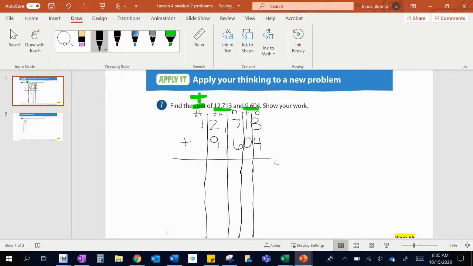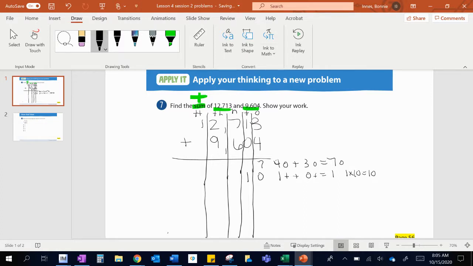All right, I have 4 ones plus 3 ones. That equals 7 ones. All right, I don't need to regroup there. It's not higher than 10. I'm going to put 7 here and then go to my tens spot. I have 1 ten plus 0 tens. That equals 1. So I'm going to write 10 because 1 times 10 is 10.